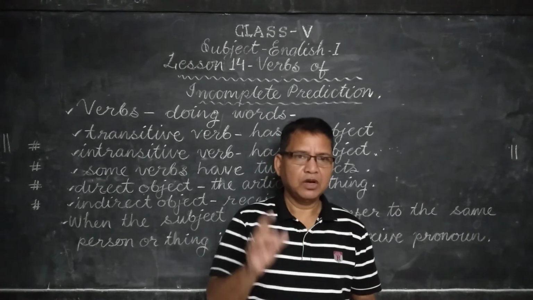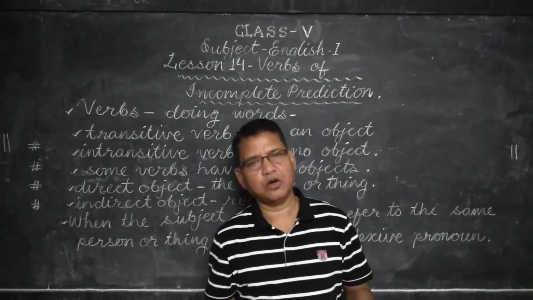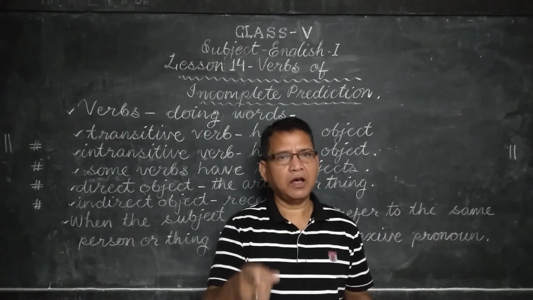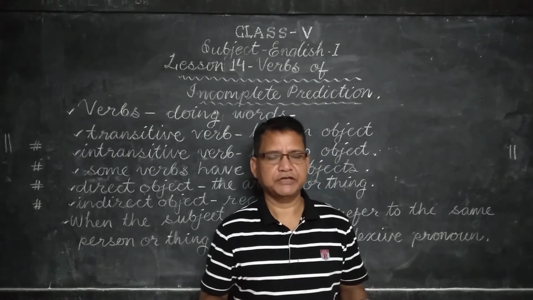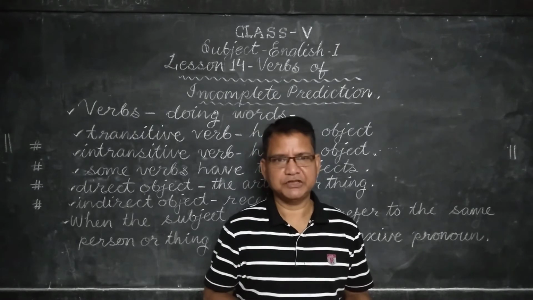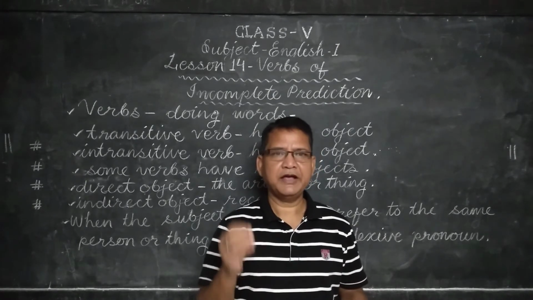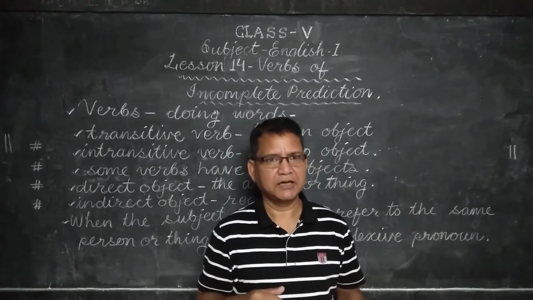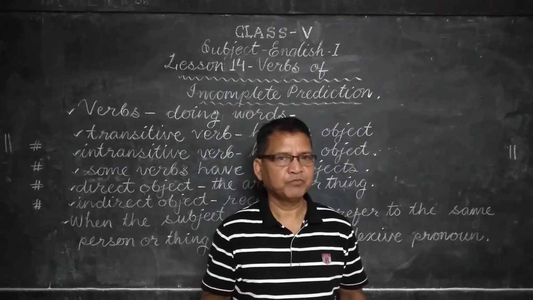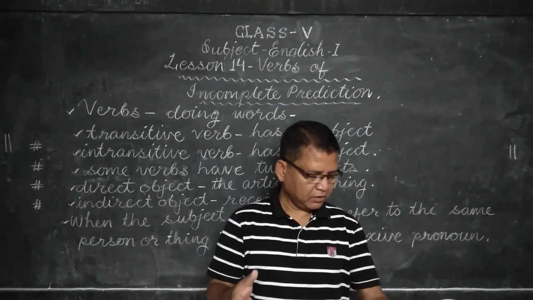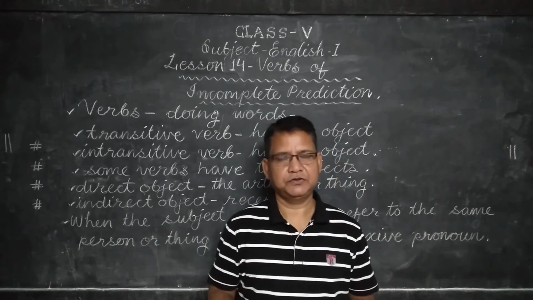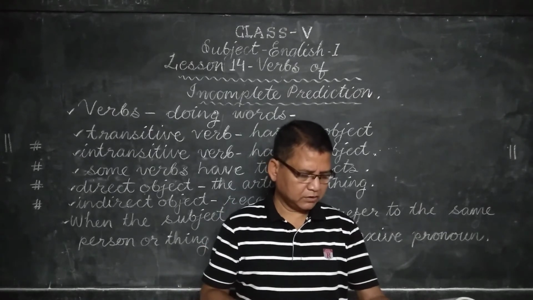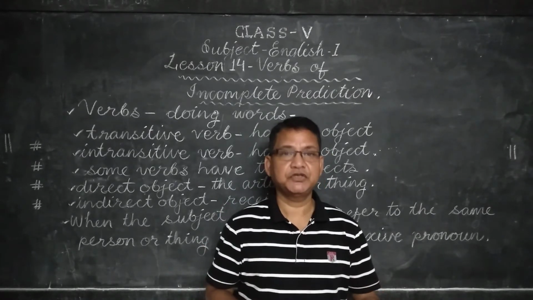I told you a sentence may require an object or it may not. I said, I am reading a book. Book is the object, so that way it is transitive. But in the second sentence I said, I am reading. The object is not there. It is incomplete. So when an intransitive verb requires an object, it is called a verb of incomplete prediction.